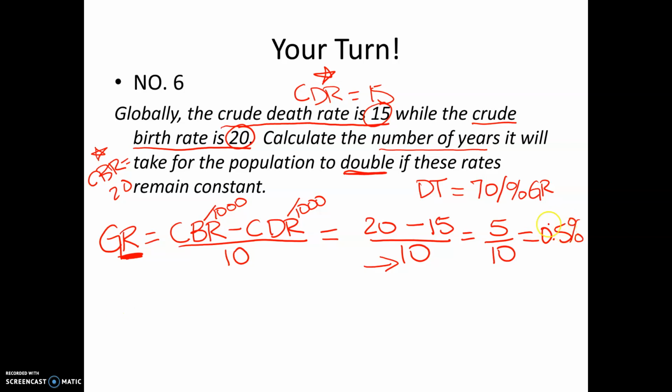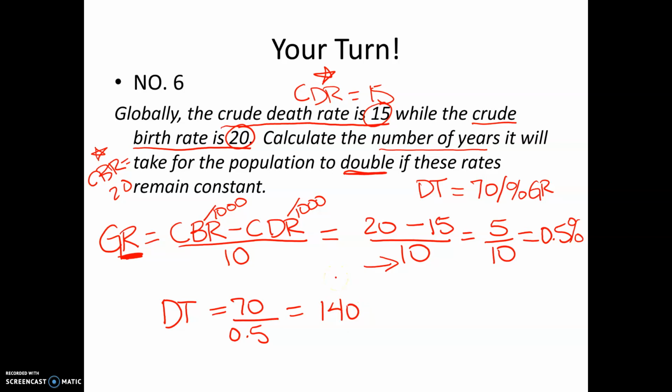Now we're going to take this number and put it into our doubling time equation. Doubling time equals 70 divided by our growth rate, which is 0.5. And remember, when we do this, we take out the percent. We do not move our decimal place over. We use it right as the rate that it is. So 70 divided by 0.5 is 140.